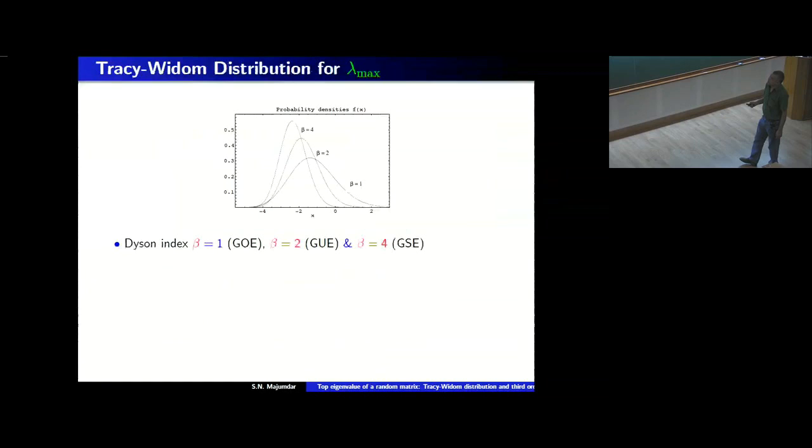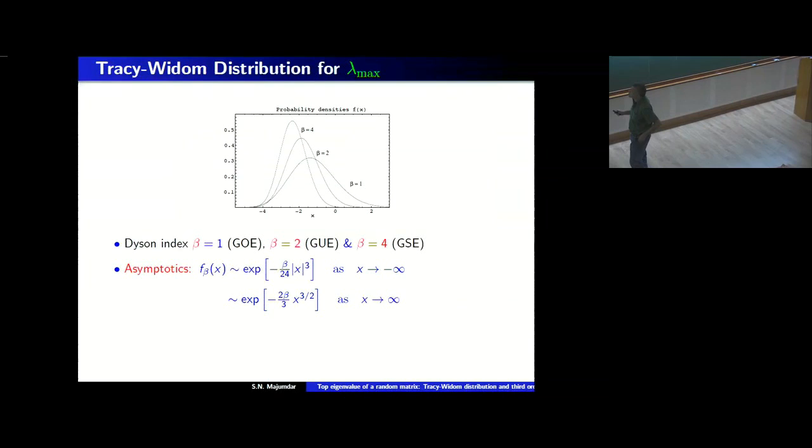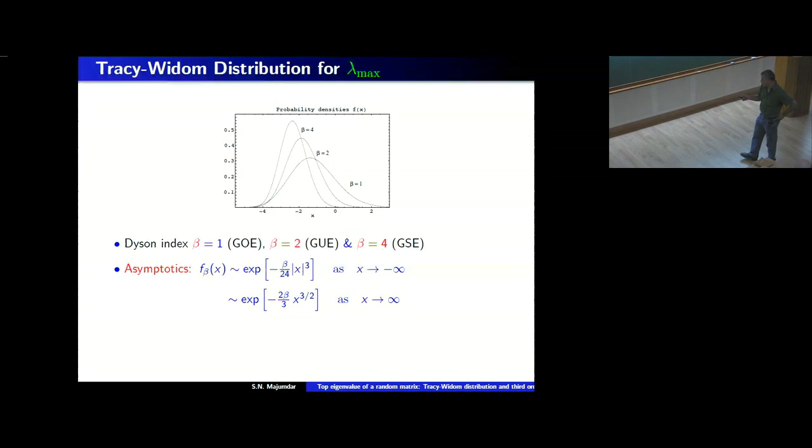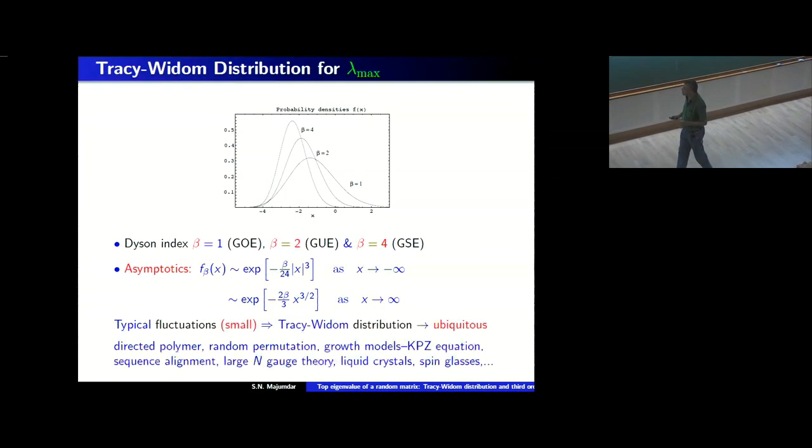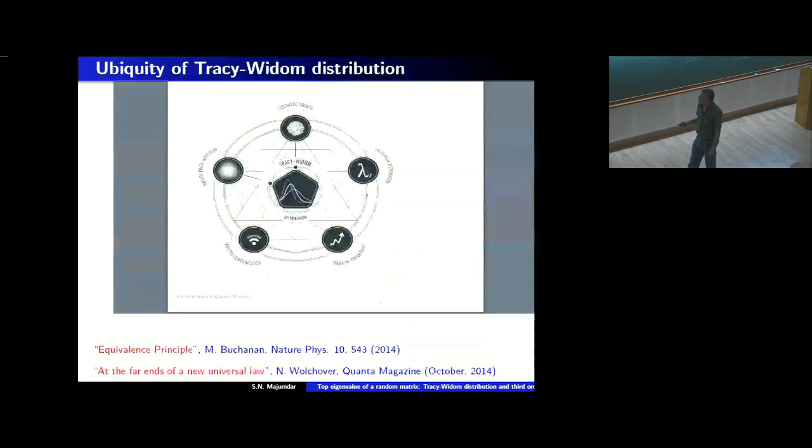But what happened is, how do these distributions look? They look like Gaussian, but they're not Gaussian because they depend on this beta index, the Dyson index. And they have non-Gaussian tails. So you have e to the power minus mod x cubed on the left side, and exponential minus x to the power 3/2 on the positive side. So they're highly non-symmetrical. After this Tracy-Widom distribution was found in 1994, it has been found in many, many different areas, from directed polymers to the KPZ equation, growth models, sequence alignment, and I'll talk about large N gauge theory later, liquid crystals, spin glasses, and many other models. And if you are interested, there have been quite a few recent popular science articles on this ubiquity of the Tracy-Widom distribution.